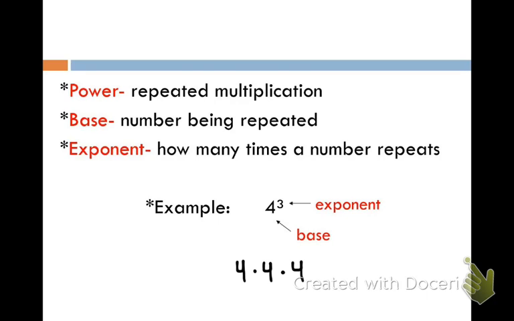Now I want to show you a mistake that a lot of people will do. They look at this and they think that means 4 times 3. But please know it does not mean 4 times 3. It means you take that base number and you multiply it as many times as that exponent tells you to do, okay? And this right here is read 4 to the third power. Say that. 4 to the third power.